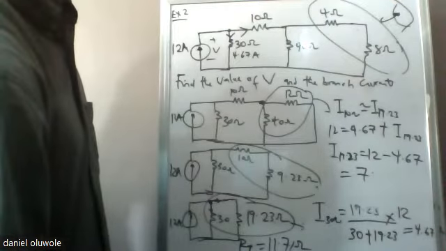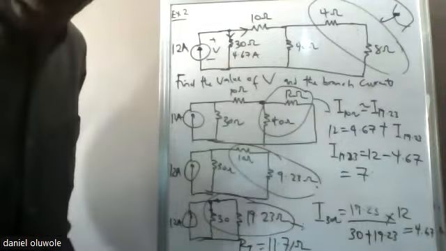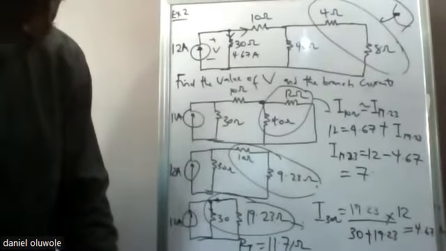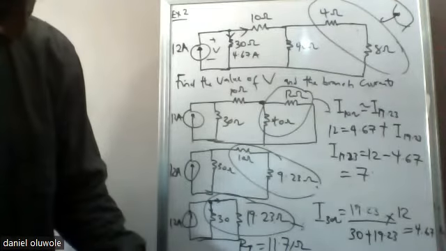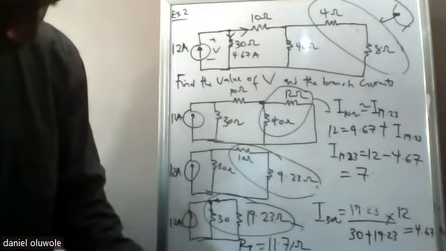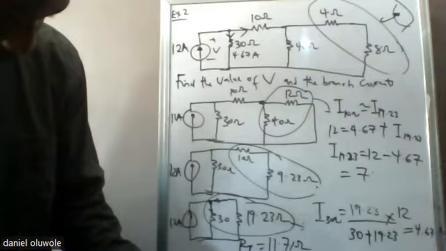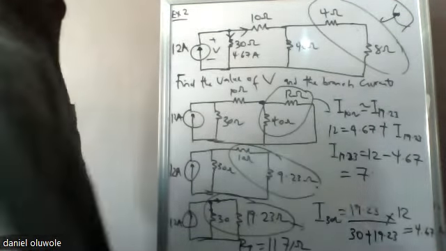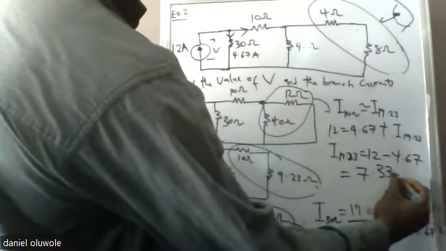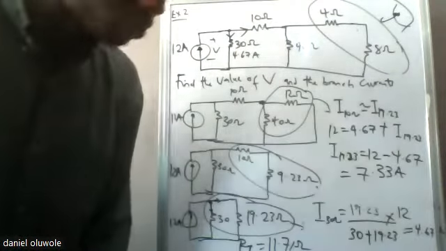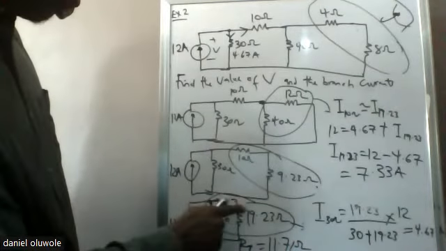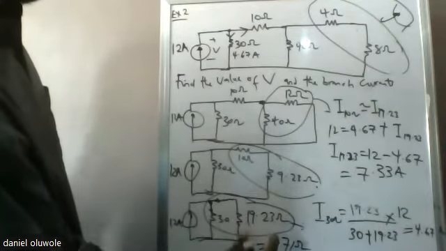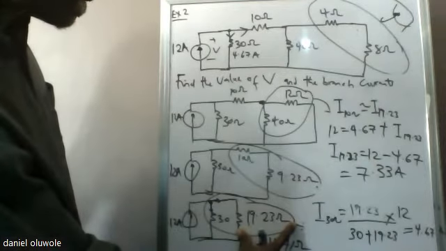Are you there? Hello? Hello, are you there? Yes. 12 minus 4.67. What is that? That's 8. Sorry. That's actually 7.33. Yeah. Exactly. I made a mistake. So 7.33 amps is coming into 19.23.